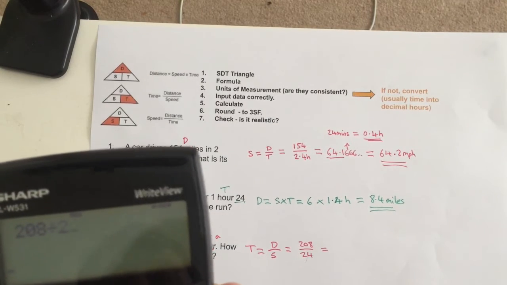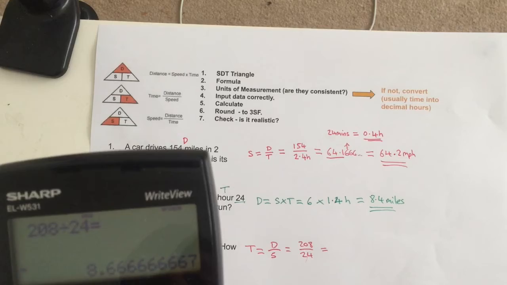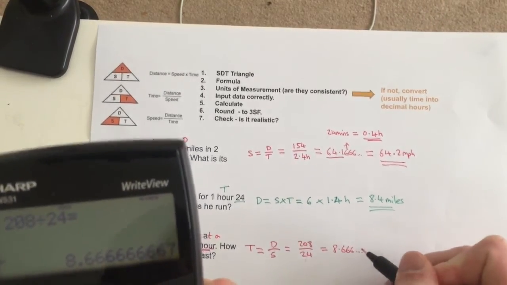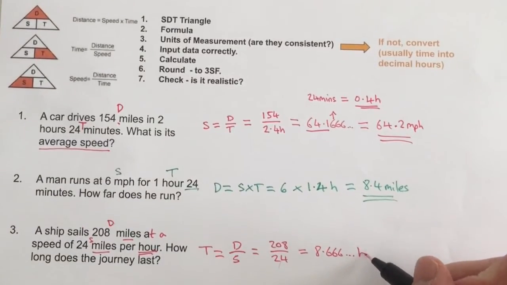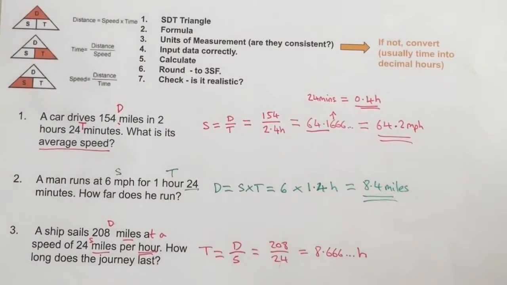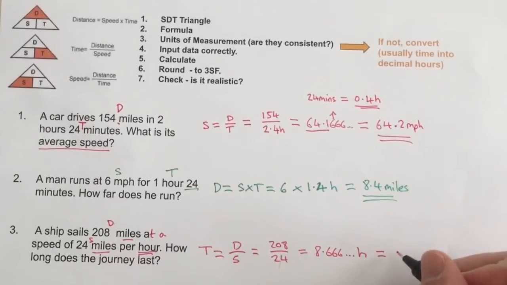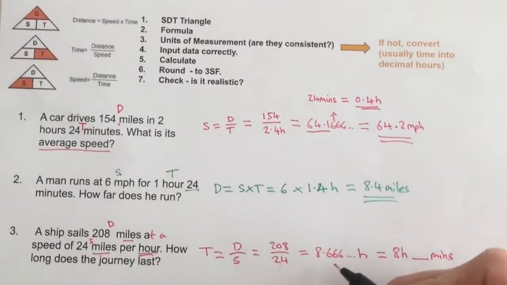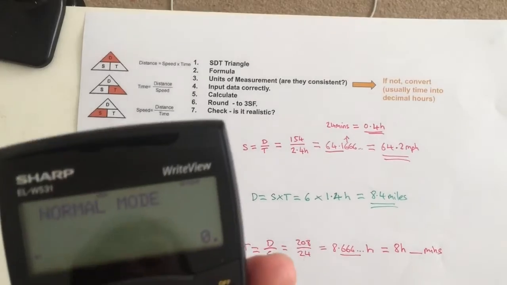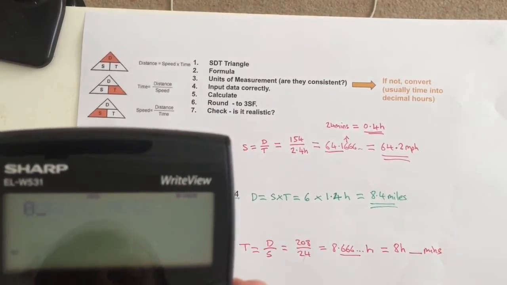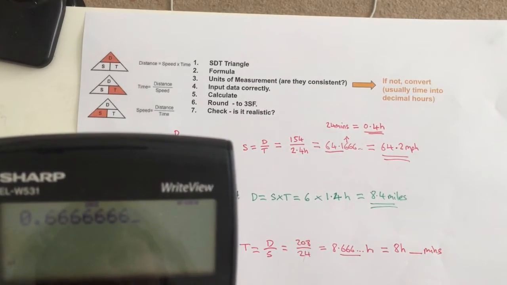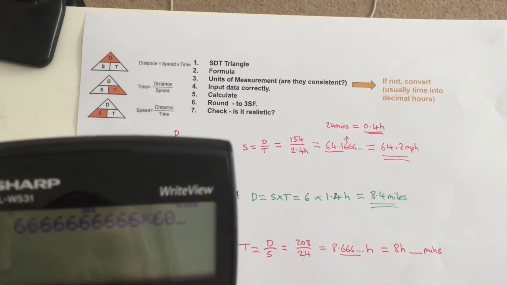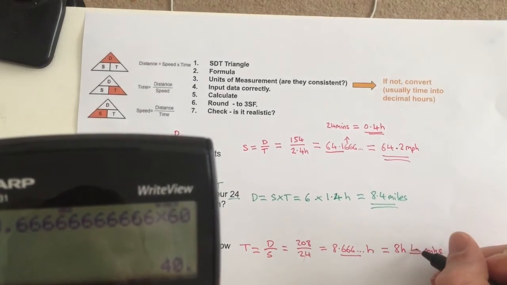208 divided by 24 equals 8.666 recurring. And that's going to be in hours. But in these questions, you have to answer in hours and minutes. So it's 8 whole hours. And we need to work out how many minutes it is. Well, it's 0.666 recurring. So what I'm going to do is put 0.666666, lots of sixes because it's recurring, times 60, which equals 40.